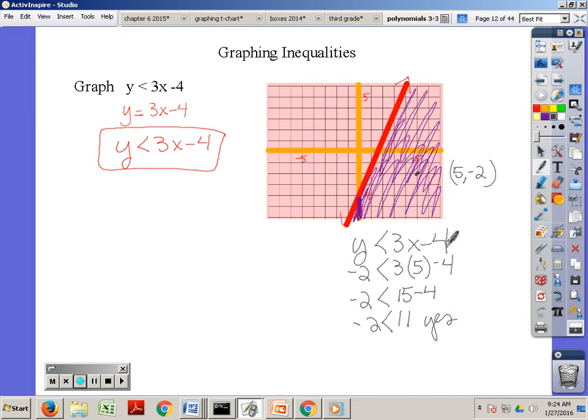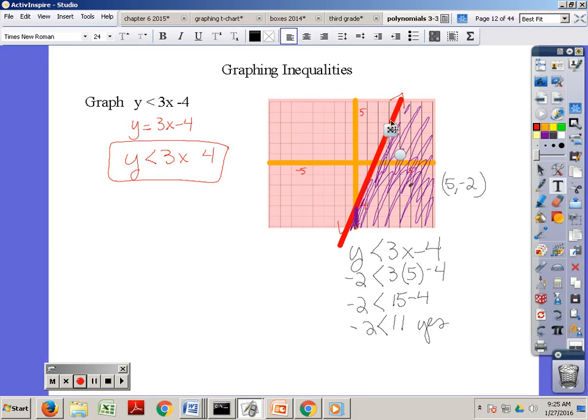Now the only thing we need to alter here is it's y is less than. It's not equal to. So we need to make this line dashed, and it can't be solid. So let's see if I can erase, and it's not going to let me erase. Okay, I need to move this line and draw it regularly.